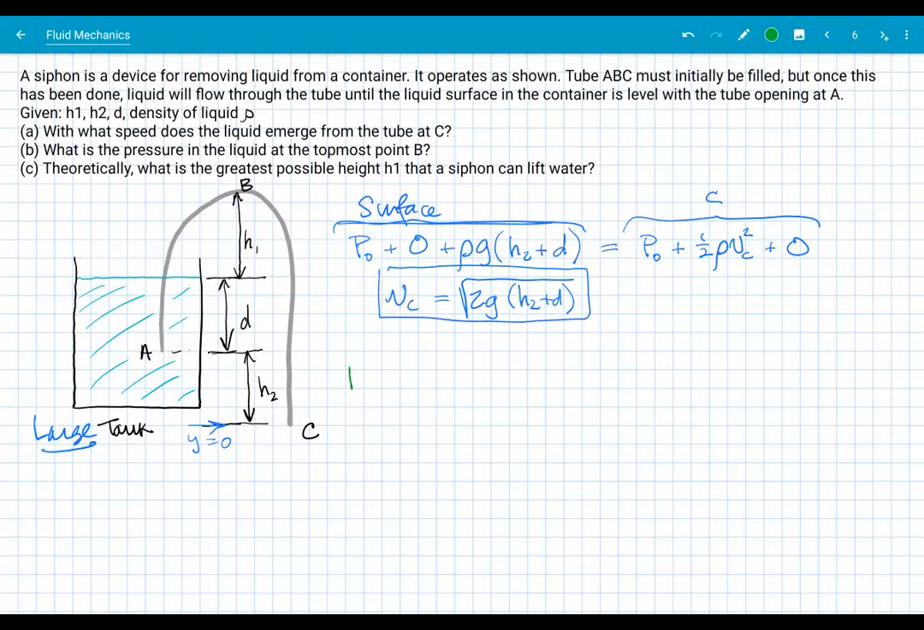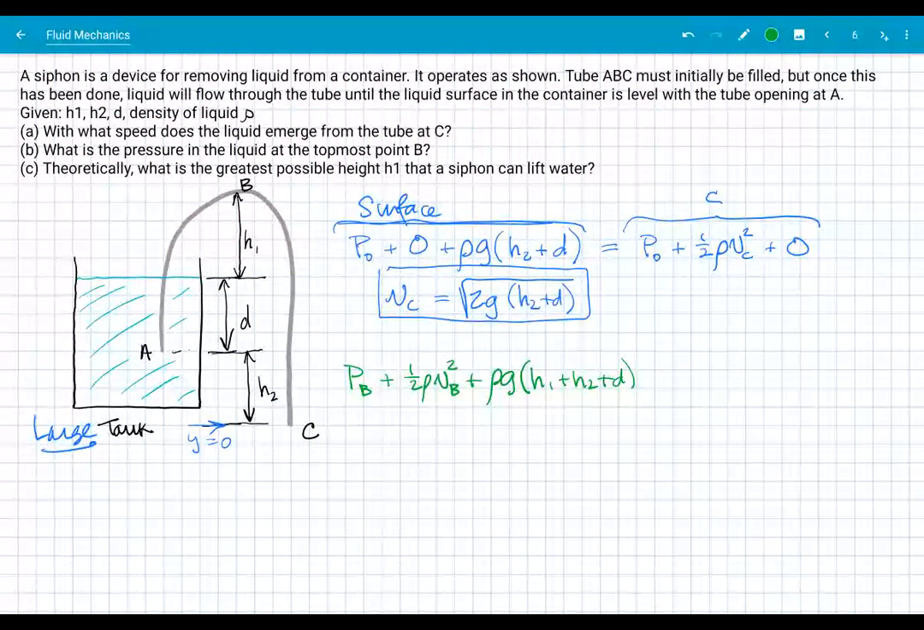So point B is going to be pressure at B. That's now not atmospheric pressure, notice, because that's now inside the tube. The tube is not open to atmosphere up at point B. So I just have to call that P sub B and go with it. I don't know what that is. Plus 1/2 rho v sub b, the speed at point B, squared, plus rho g, now the elevation at point B. And that elevation is h1 plus h2 plus d. So all of this here is point B.